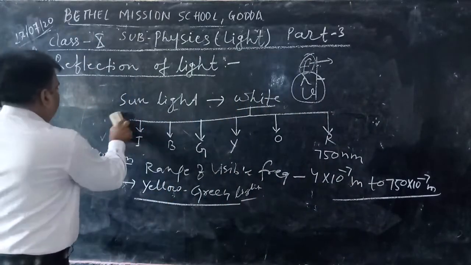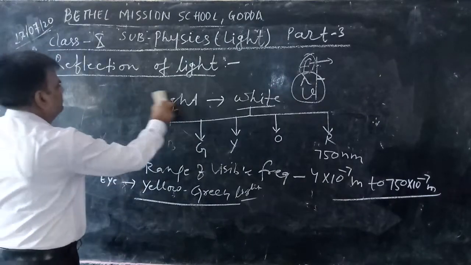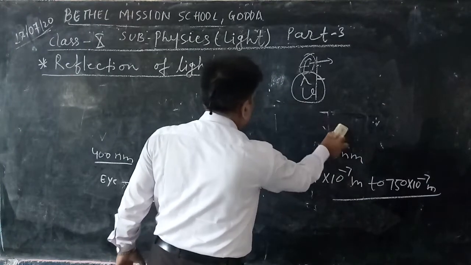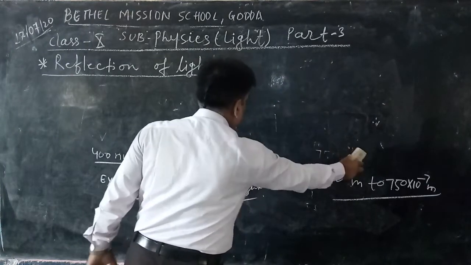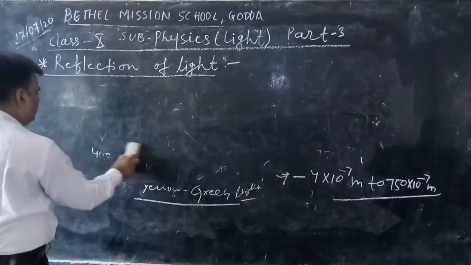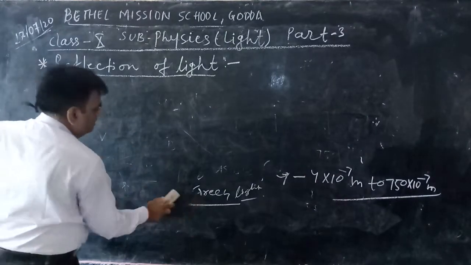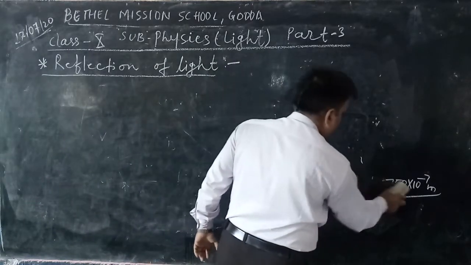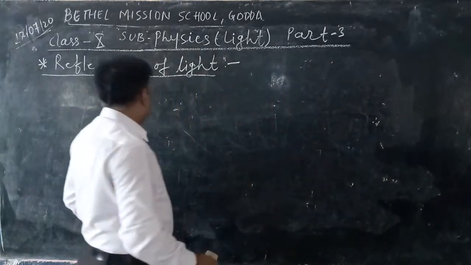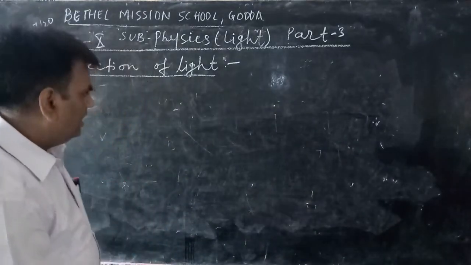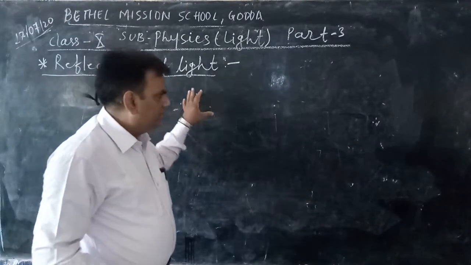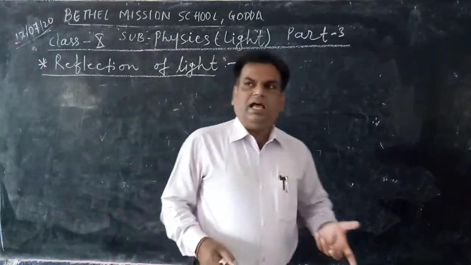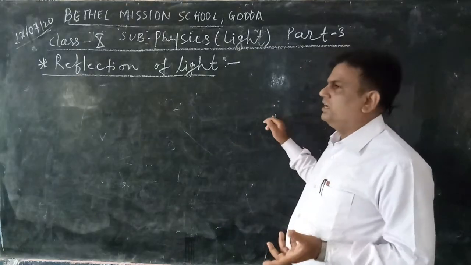What is reflection of light? We can see the different things around us: wall, table, chair, book, pen, pencil, etc. The property of light is that when a ray of light falls on any surface, it bounces back into the same medium. We can see that this is a blackboard. We can see the blackboard due to the reflection of light. We can see everything around us due to the reflection of light.